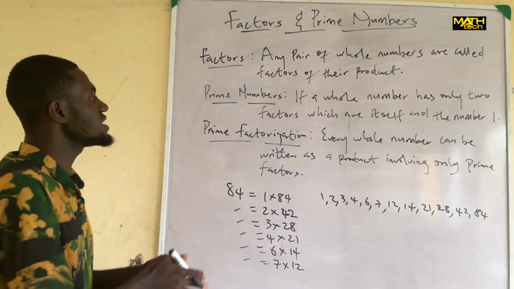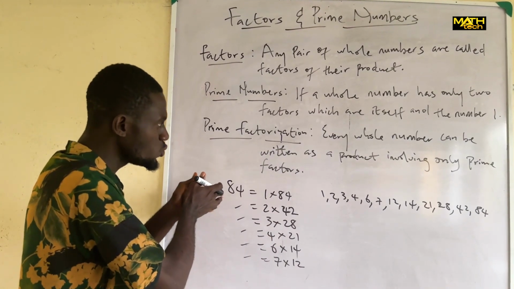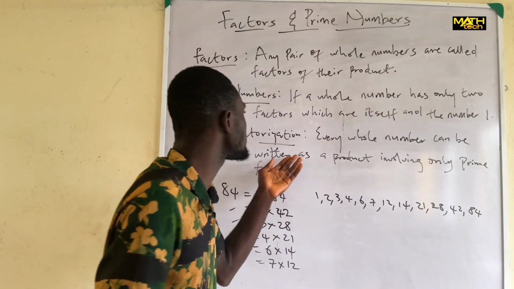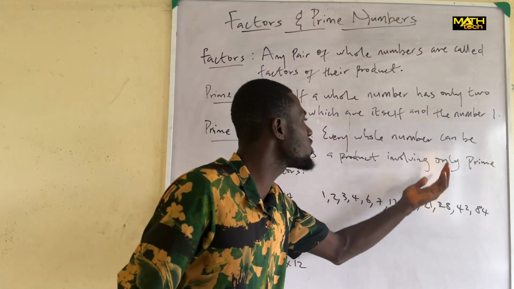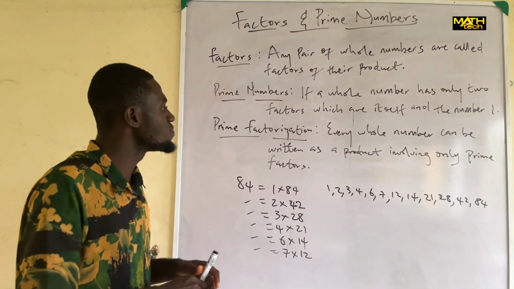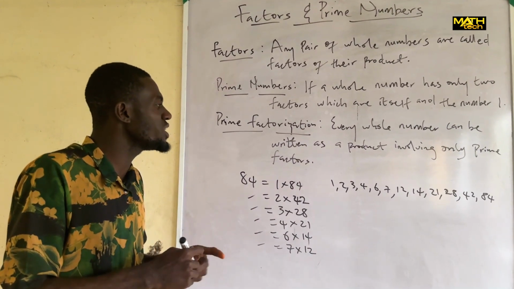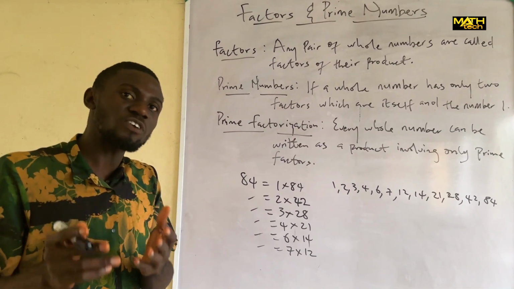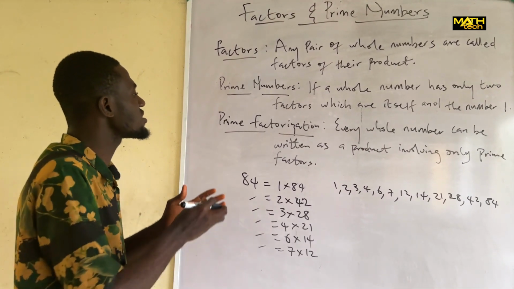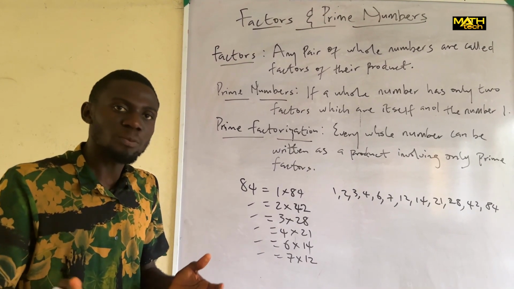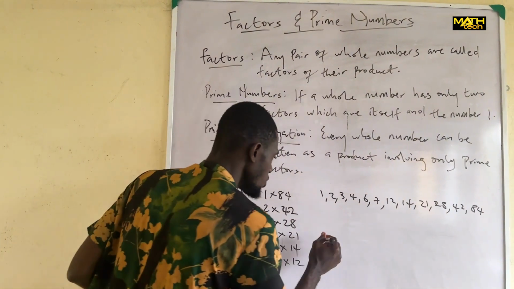Now, these are the factors of 84 which we've learned, and you see that every whole number can be written as a product involving only prime factors. But in terms of prime factorization, we are picking only the factors that are prime. So what is the prime factor of 84?